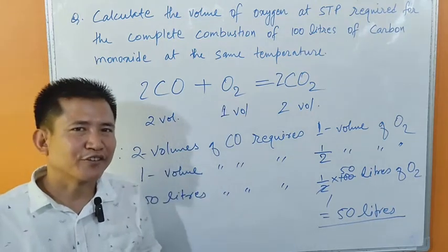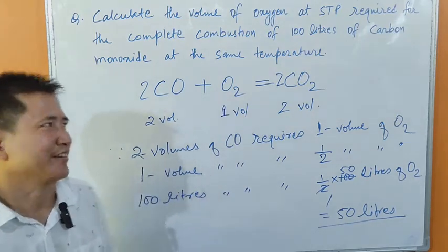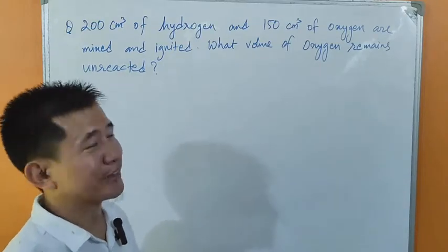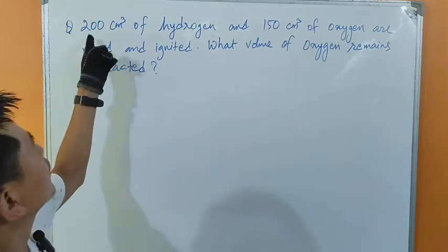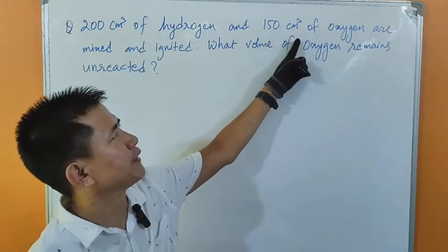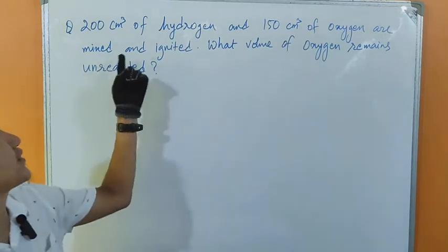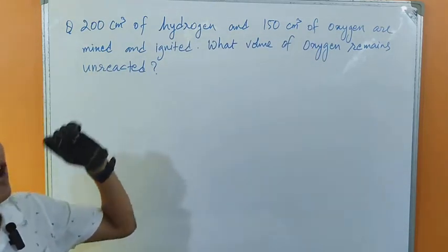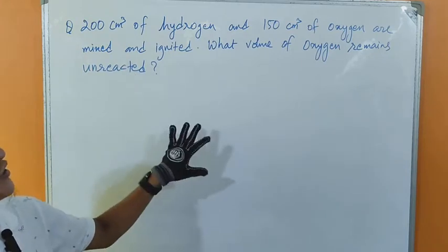Let us do another question and understand this in a better way. Solve another numerical question to understand Gay-Lussac's law better. Let me read out the question. 200 cm cube of hydrogen and 150 cm cube of oxygen are mixed and ignited. What volume of oxygen remains unreacted? Okay, this is the question.